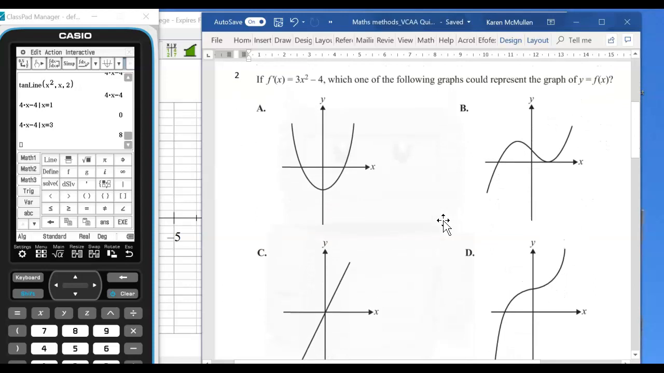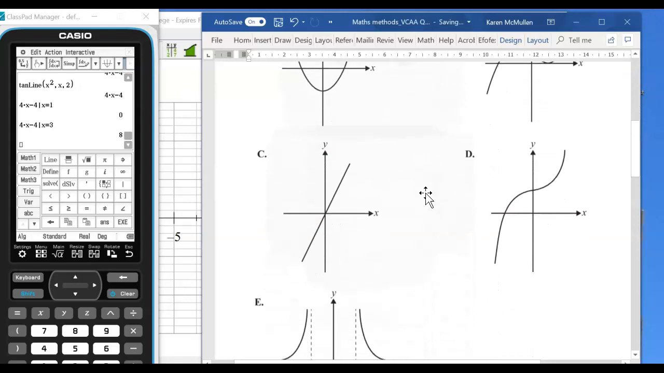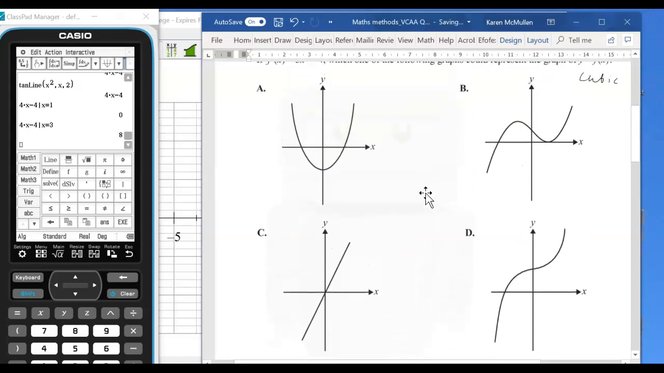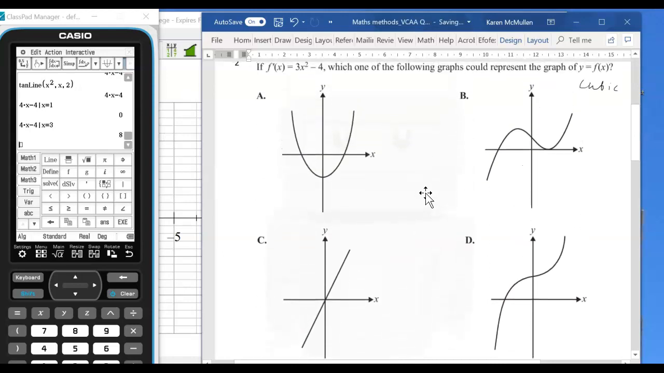Question 2. If f dash x, your derivative function, equals 3x squared minus 4, which of the following graphs could represent the function y equals f of x? I love this question because you should know that if the derivative is a parabola, the original graph should be a cubic. If we look at all our responses, only B and D are cubics. So if you had to guess, you'd have a 50% chance of guessing correctly.